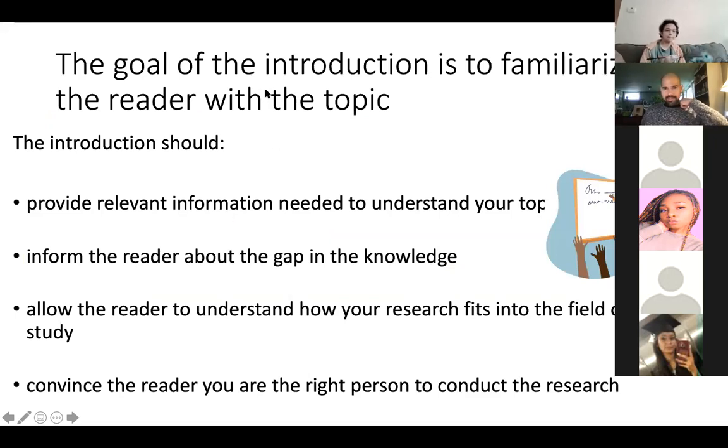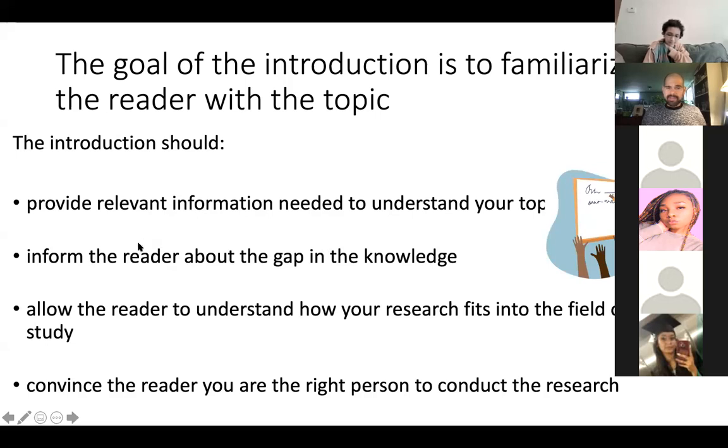So let's start with the introduction. The goal of the introduction is to familiarize the reader, again, the person who approves your study, with the topic. You want to do that so they can actually follow what you're saying, and they can understand the impact that your project will have. All right.